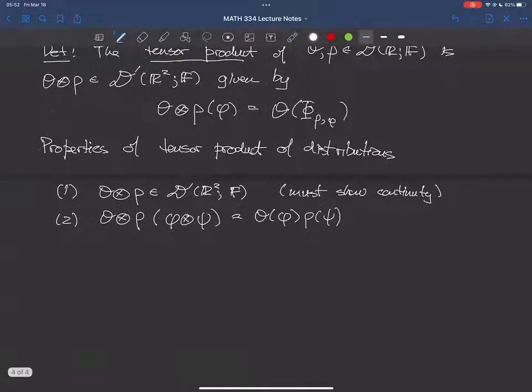But that's not the most important part of this. Theta tensor rho is the unique distribution with this property.